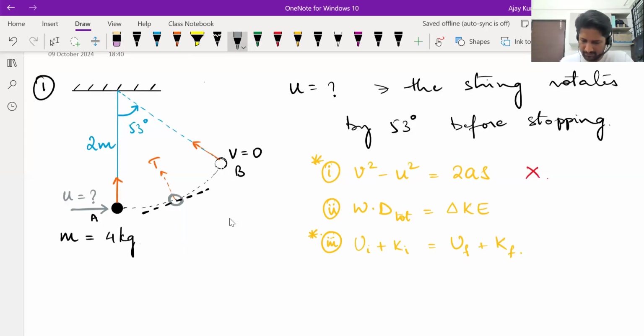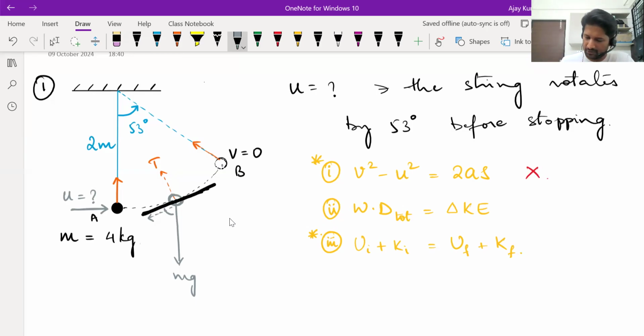Let me draw it properly. Mg acts like this. At that moment, if you visualize, the tangent makes a random angle like this. The angle between weight and tangent is not 90 degrees. So mg will have a component in the opposite direction to the velocity of the ball. That's why the ball slows down. And that angle will keep on varying as the ball moves forward.